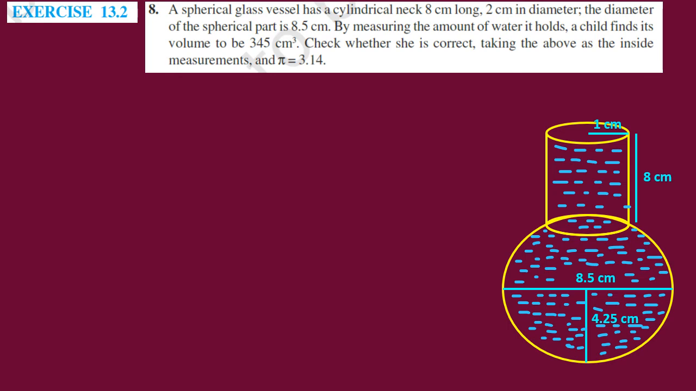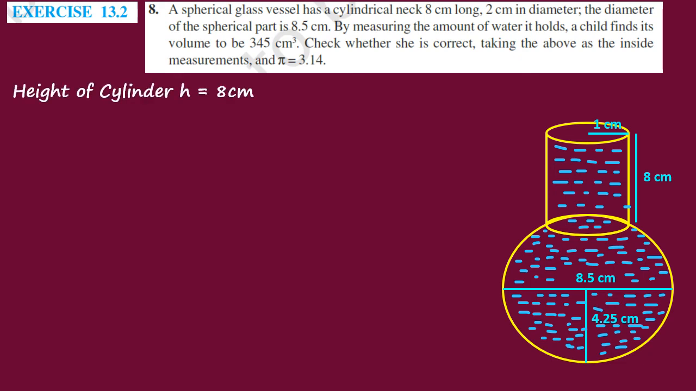So this is the figure, and all the measures are given here. That is the vessel, a spherical glass vessel, with a cylindrical neck 8 cm. So height of the cylinder is 8 cm and 2 cm is the diameter. That means radius is 1 cm, and the diameter of the spherical part is 8.5 centimeter. So its radius will be half of that, that is equal to 4.25 centimeter.